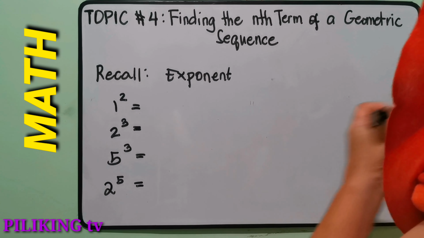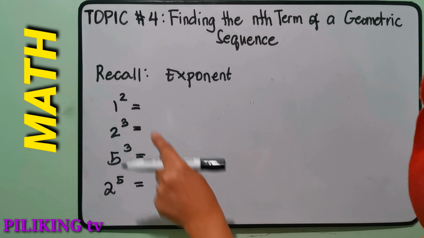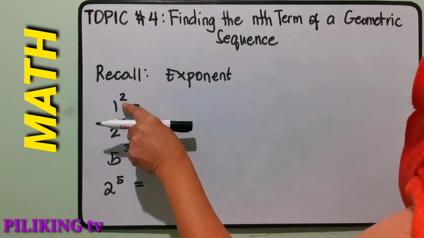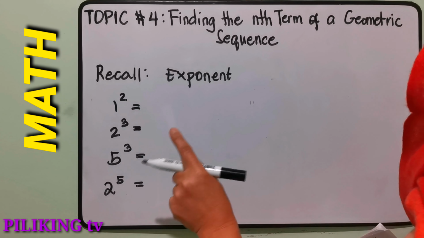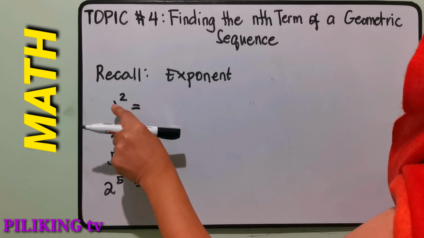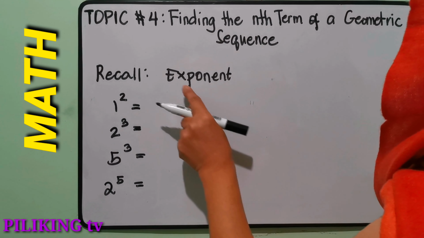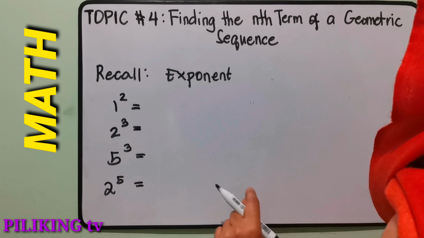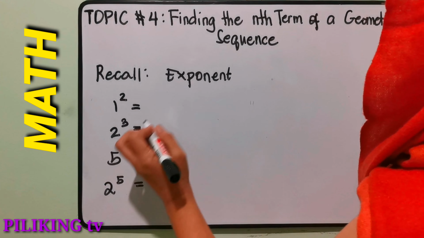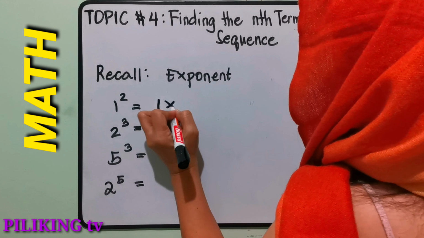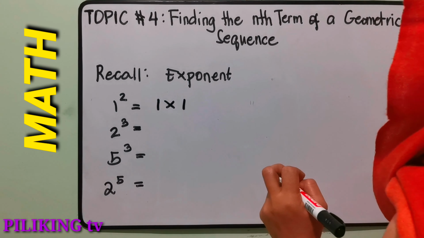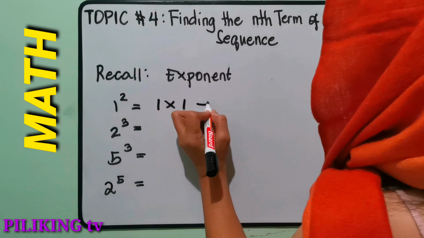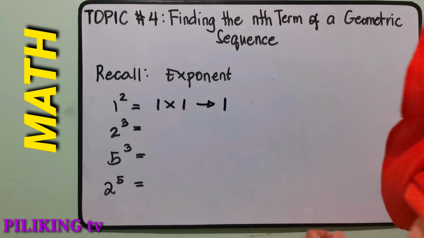On the first number, we have 1 raised to 2. So our exponent there is 2. The exponent is the smaller number written on the upper right corner. 1 is what we call the base. The exponent tells how many times the base should be multiplied by itself. So when we say 1 raised to 2, it means 1 times 1. You have to multiply 1 by itself 2 times. So 1 times 1 is equivalent to 1.